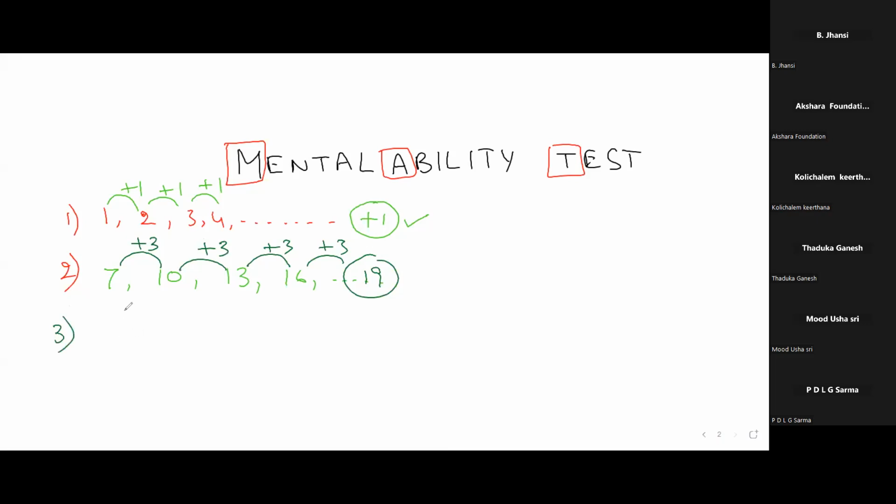I started with some number like 3, then 4, 6, 9, 13, and what will be the next number? Try it now.